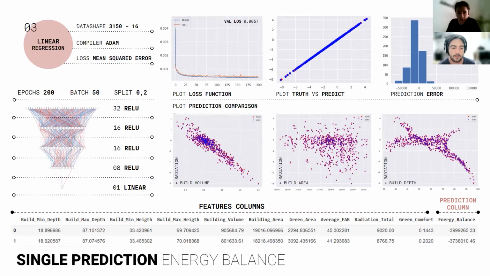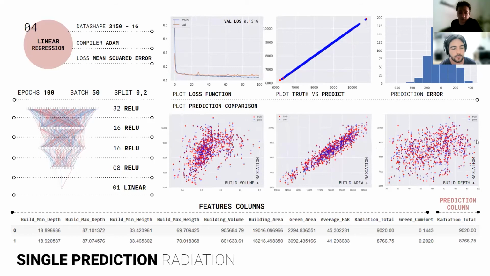We implemented the Adam compiler, and we used the mean square error as a loss. After multiple iterations, we arrived at a validation loss of 0.0057. That is the best performance we have. As we can also see here, the model is performing well without overfitting. And when we plot the prediction comparisons of the predicted values versus the truth, we can see that the predictions are quite accurate. After we arrived at this conclusion, we move to the second attempt, which started trying to predict the other columns, in this case, radiation.